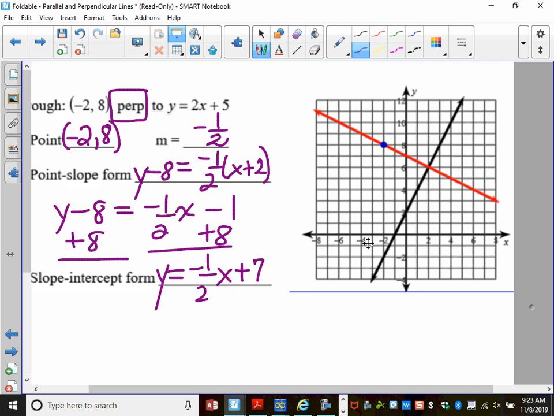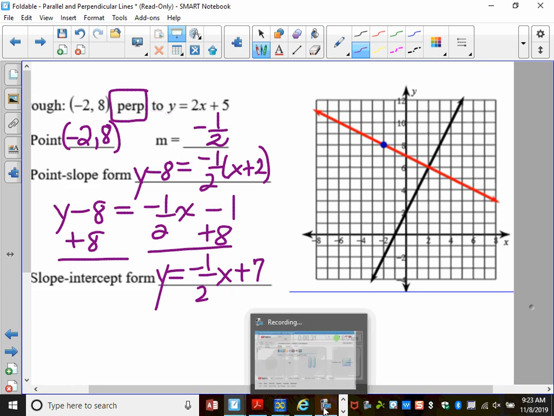All right, so I have modeled 1 and 2. Now you're going to do 3 and 4. Okay, and then we will check the answers together at the end. So I'll give you time to work on that now.